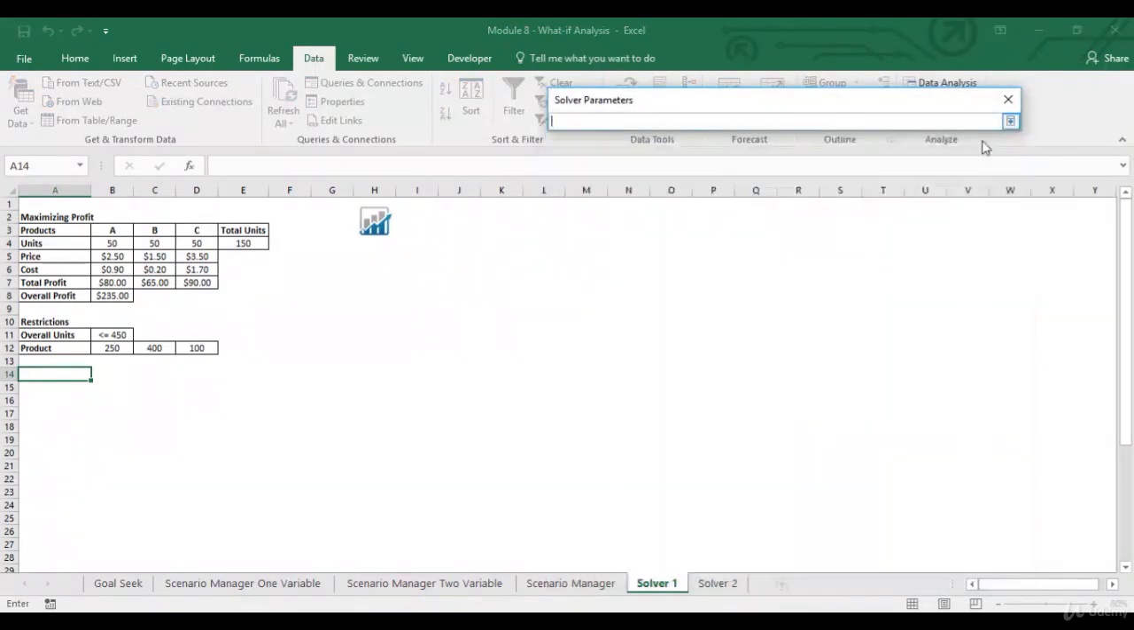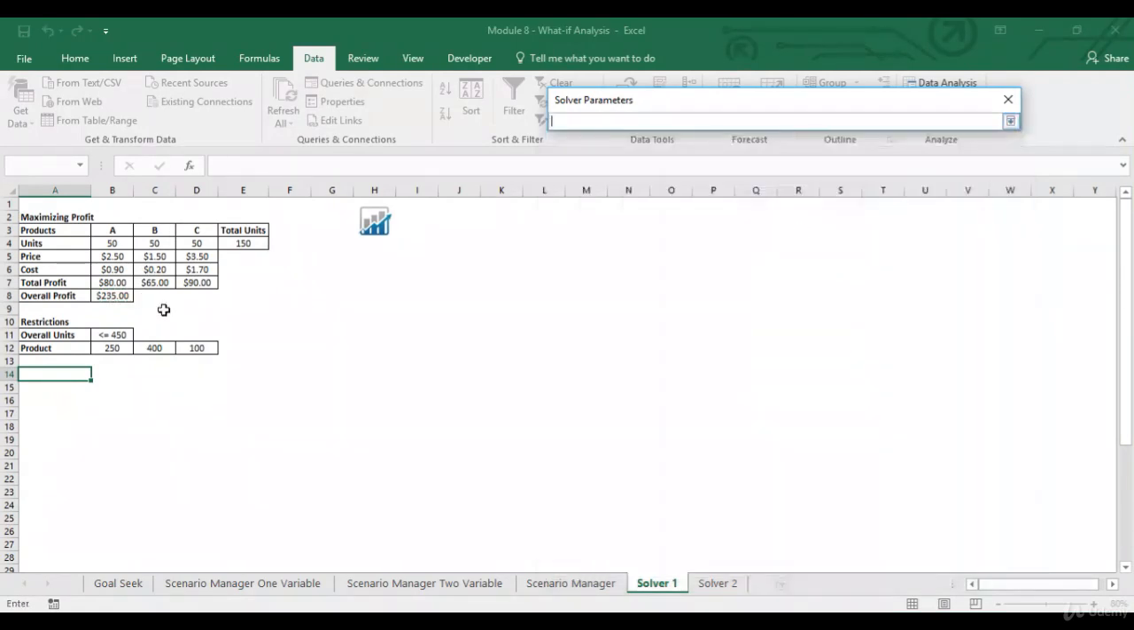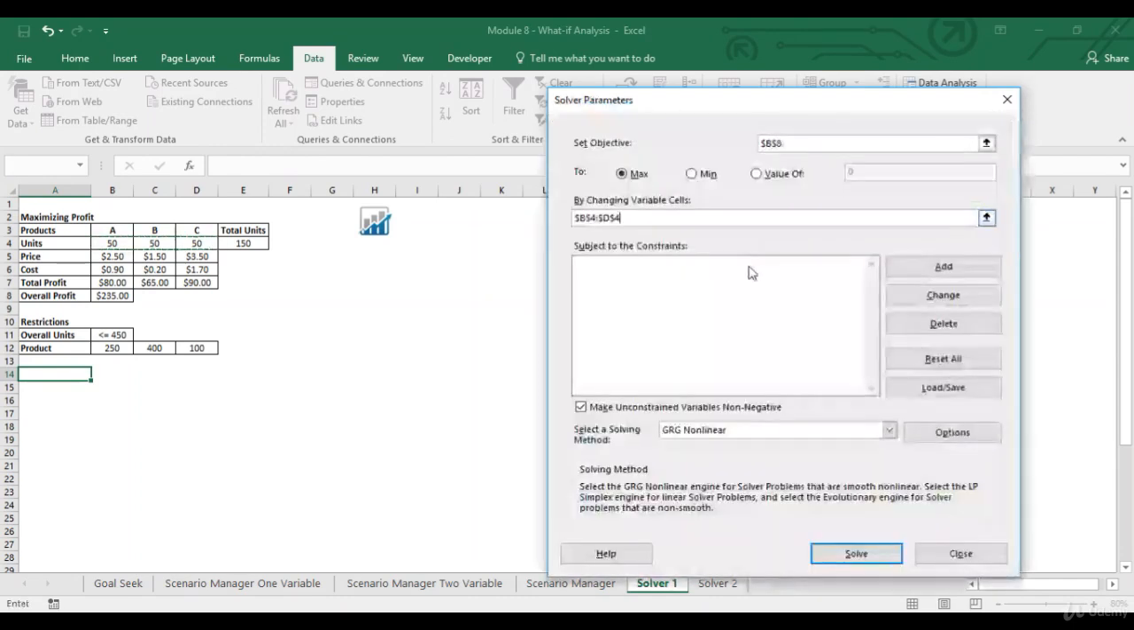Set objective. We want to maximize overall profit. We want to maximize it by changing variables. Now the variables which will change over here are these units which are being produced, because this is the only thing which we can change. The price and the cost, they will remain the same. So it is this production of these units which we want to optimize.